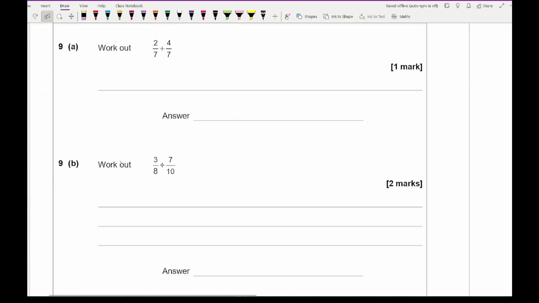Then for question 9a, adding fractions. So here we've got our denominators the same, so all I need to do is simply add the numerators together. So 2 plus 4 is 6, and it's 6 over 7, and I can't simplify that.